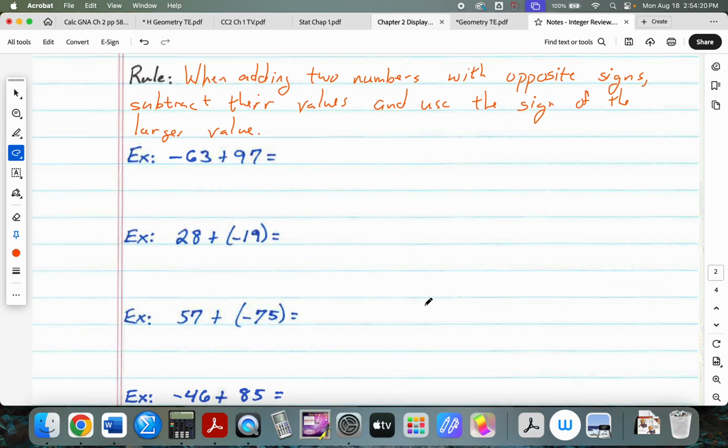So for these examples, I've got negative 63 plus 97. Is my answer going to be positive or negative? Positive. There's more positive than negative. So I'm just going to take 97 minus 63, which is 34. My answer is positive 34.